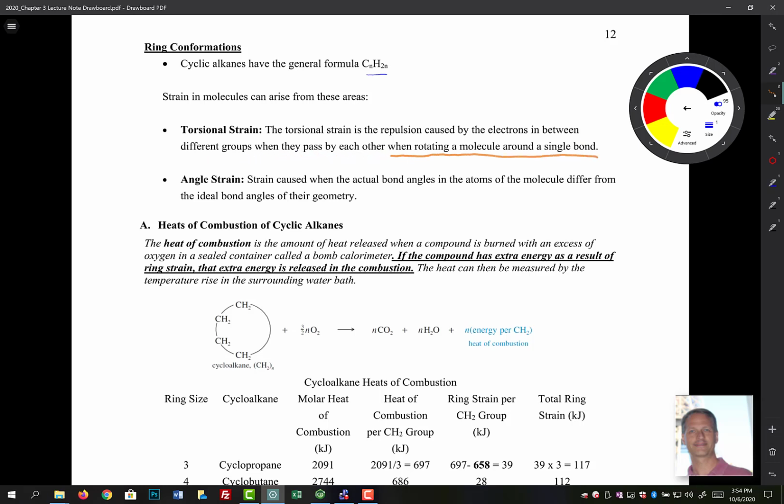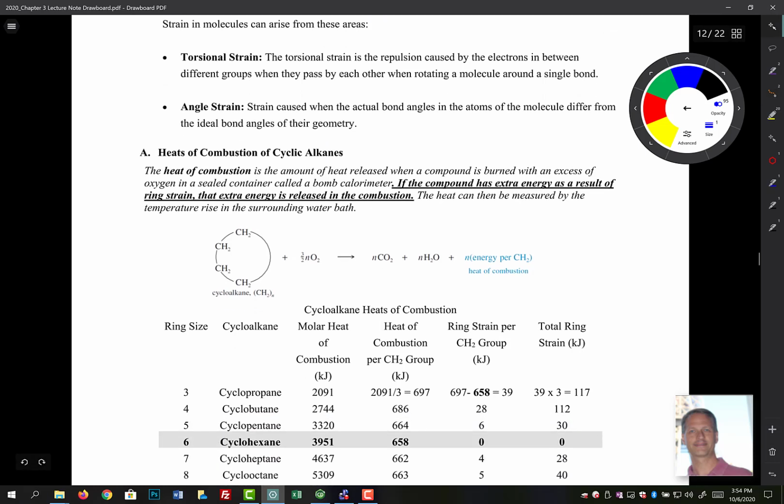And the other type of strain is called angle strain. That's strain caused when the actual bond angles in the atoms of the molecule differ from the ideal bond angles of their geometry. So there's a neat experiment that you can do that I wanted to highlight and show you here.